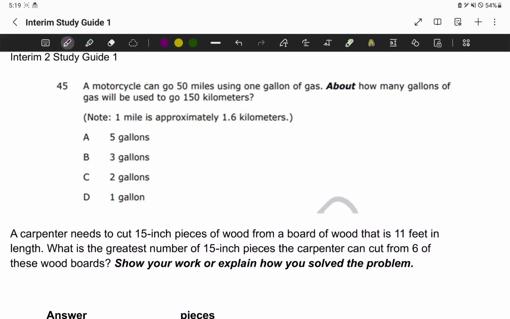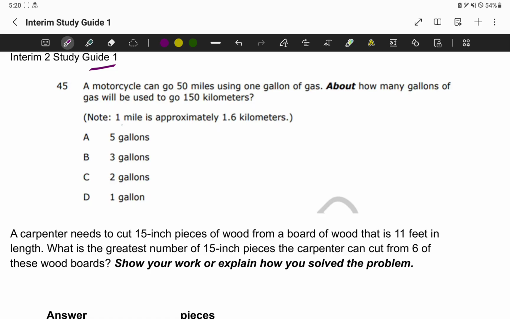Alright, so this is going to be the first in a series of videos going over the interim review, the study guide. So this is for study guide 1. A motorcycle can go 50 miles on 1 gallon of gas. How many gallons will be needed to go 150 kilometers?